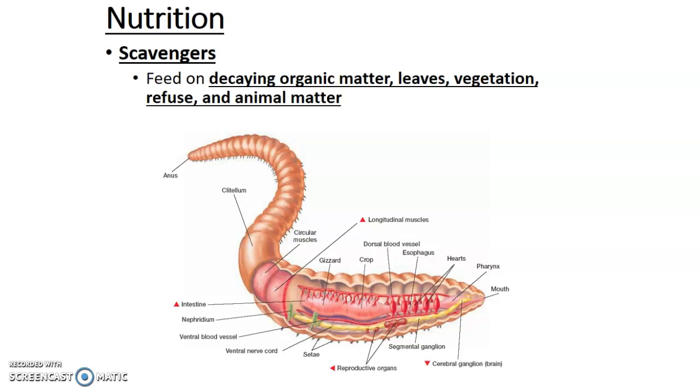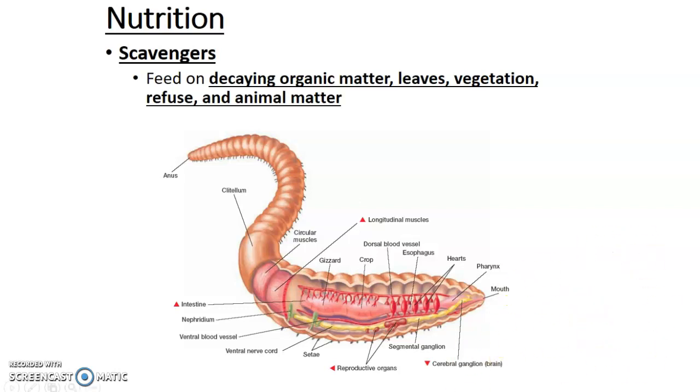So what do they do? Their lifestyle is going to be more of scavengers. So they're going to feed on decaying organic matter, leaves, vegetation, animal matter, waste products, and things like that. In addition to providing us a lot of benefits for our soil, improving drainage, aeration, and mixing, they are also going to get rid of a lot of things on the surface of the earth that you just don't want hanging around there. So they are going to be considered scavengers. And like we said, they are going to be very important in food chains and food webs as well.